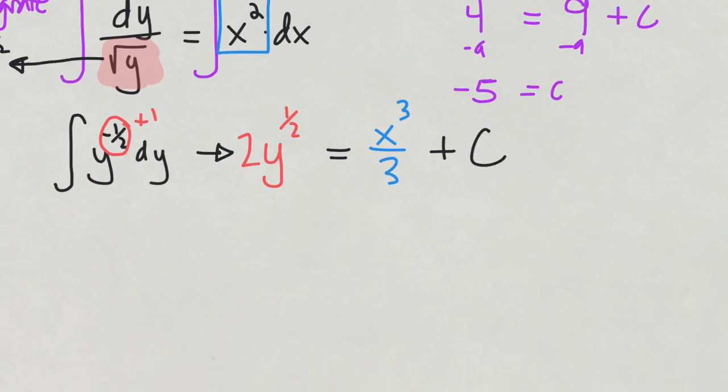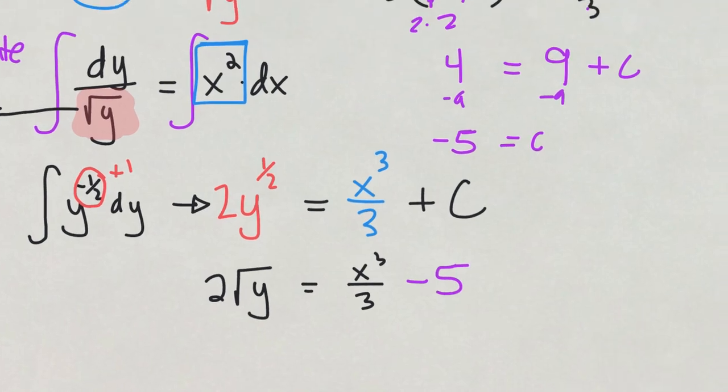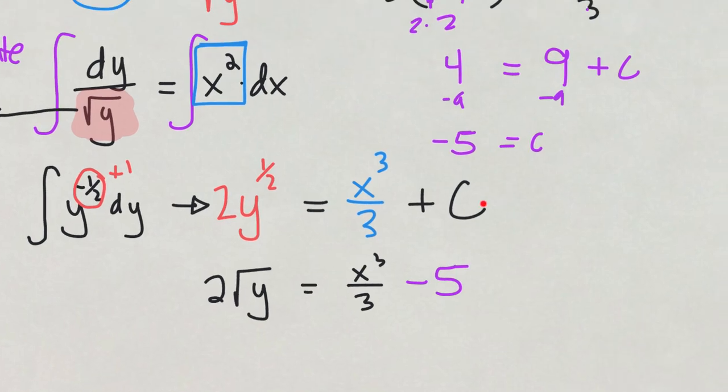So we're going to go back into this equation: 2 times the square root of y equals x cubed over 3 minus 5. Now that we've solved for c, we're going to plug it back into our antiderivative, our integral when we've integrated. And we're going to solve this back for y.